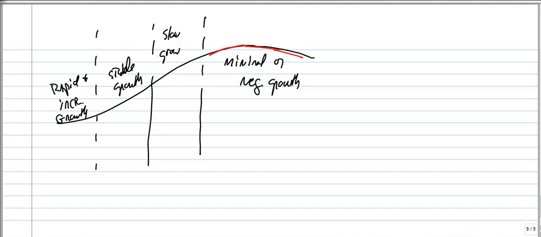Let's see here. What else can we talk about? So this was the startup phase. This is the consolidation, maturity, and finally relative decline.